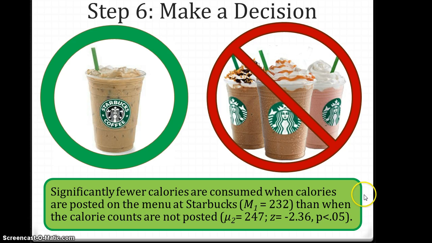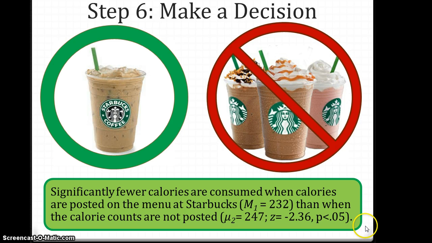If we were going to put it into context, we'd say significantly fewer calories are consumed when calories are posted on the menu at Starbucks, mean is 232 calories, than when the calorie counts are not posted. The mean is 247 calories, with a Z-score of negative 2.36 and a probability of getting that score of less than 0.05. So this is the way we would report that Z statistic if we were going to write it up.